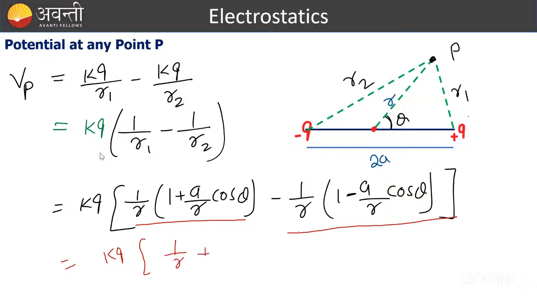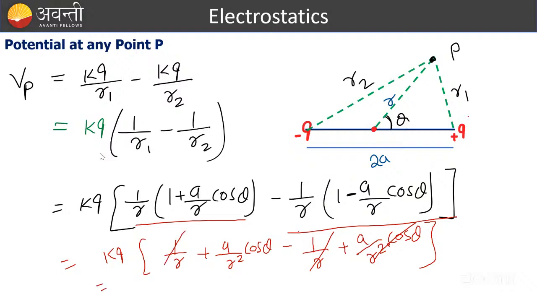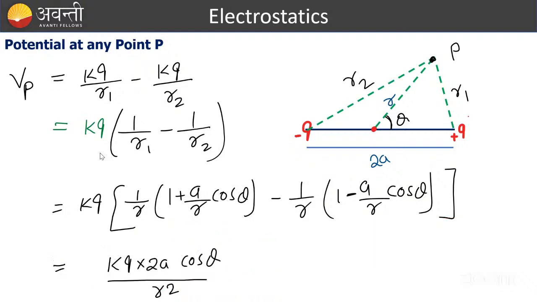1 by r plus a by r square cos theta minus 1 by r plus a by r square cos theta. If you see here, this will not get cancelled. This will get cancelled, and this will become kq into 2a by r square cos theta, and q into 2a will be equal to p. ठीक है. So यहाँ से this thing we are getting, and this will become equal to p. So this one you can write as kp cos theta by r square.